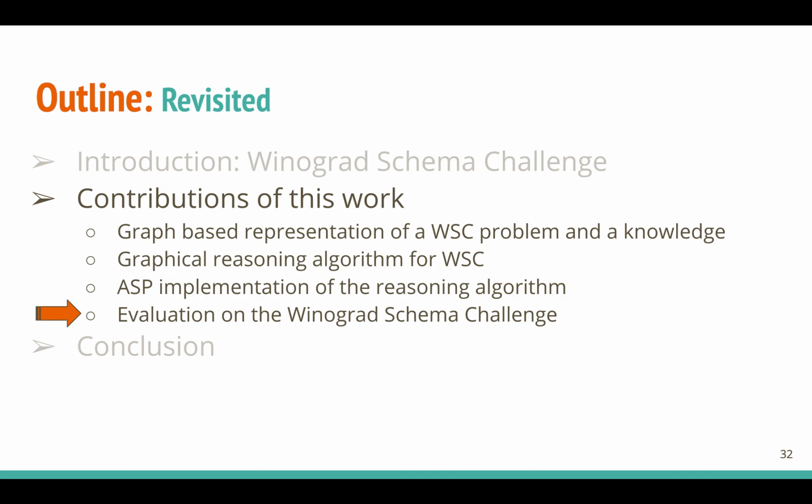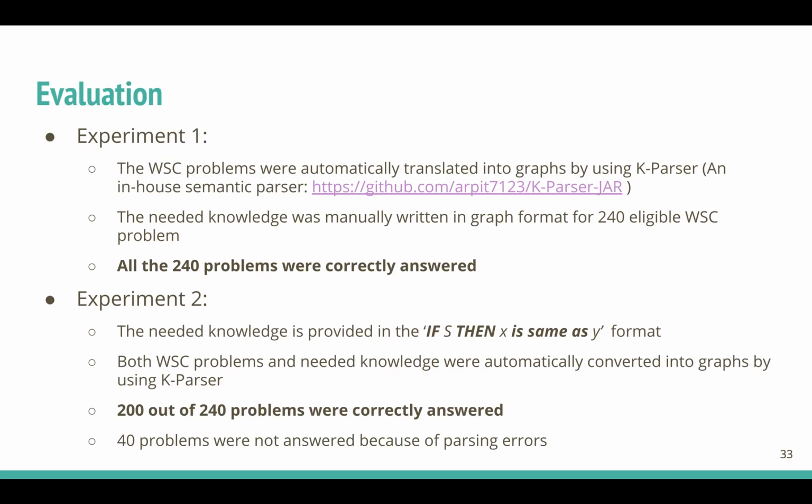Now, as part of evaluation, we performed 3 experiments with respect to this work. In the first experiment, we automatically translated Winograd schema challenge problems into graphical formats by using an in-house parser called K-parser, which is also available on GitHub. The needed knowledge was manually written in graphical format for the 240 eligible Winograd schema challenge problems. All the 240 problems were correctly answered with respect to the knowledge.